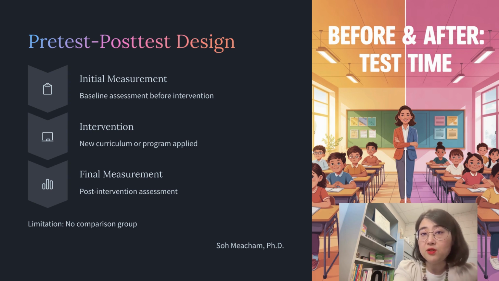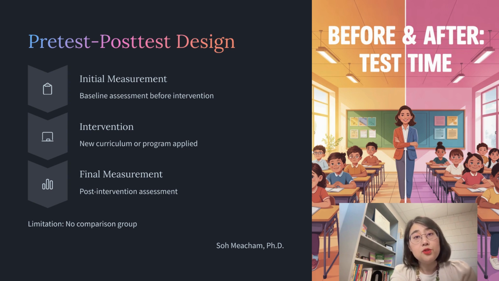Imagine a teacher gives a history pretest at the beginning of the semester. After teaching a new curriculum, she gives a post-test. If the scores increase, she might conclude the curriculum worked. But hold your horses. Without a comparison group, we cannot be sure something else didn't cause the improvement. Maybe the students just got better at guessing answers, or maybe they found a secret stash of history books under their desks.